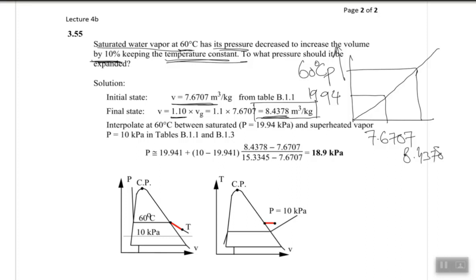In other words, I would reduce the pressure further to find another point, which would be this point, and find this volume, and interpolate between this volume and this volume, for this pressure and this pressure, to find the pressure P over here. So let's move to the superheated table again.